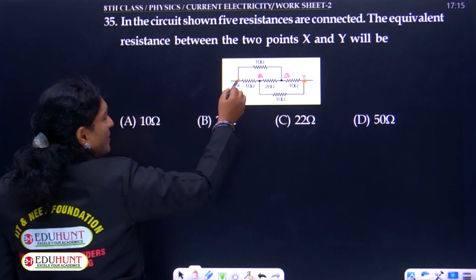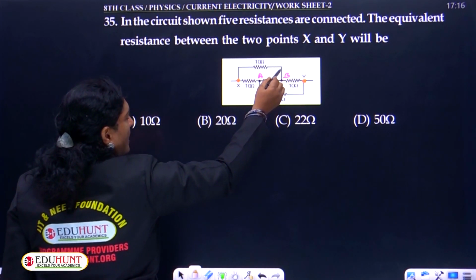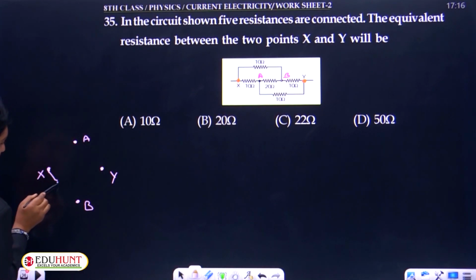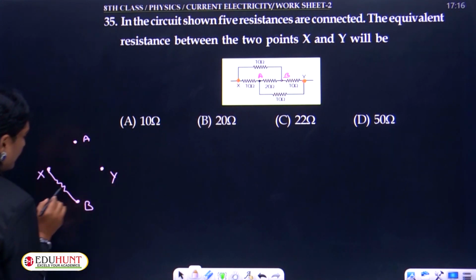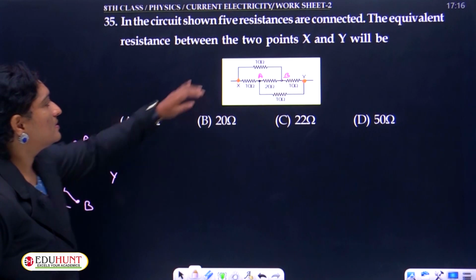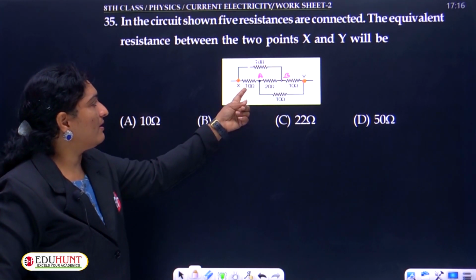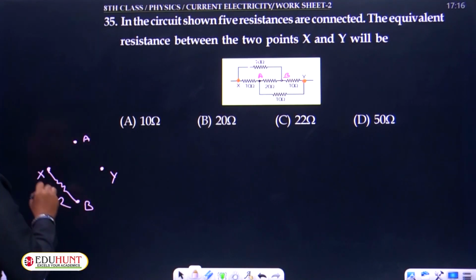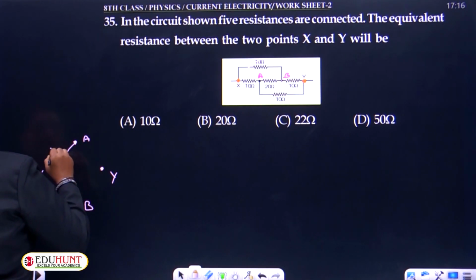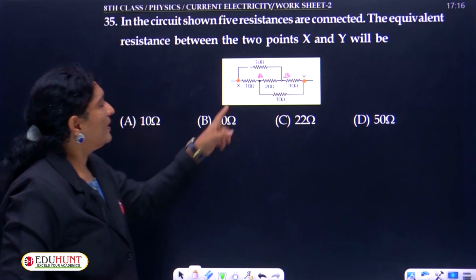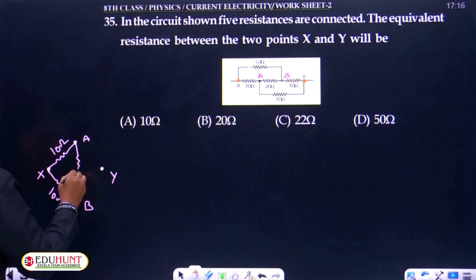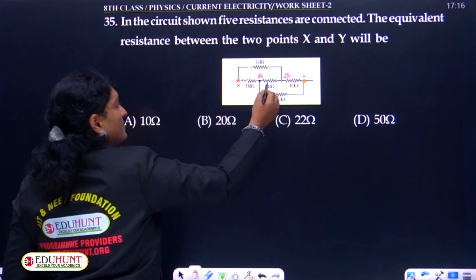Here very clearly you can observe that the terminal X is connected to the point B. How much is the resistance? 10 ohm. Done. So, this part we have cleared. Now, moving further, X is also connected to A with a resistance of 10 ohms. And now, A is connected to B by a resistance of 20 ohms. So, this part is done and this part is also done.